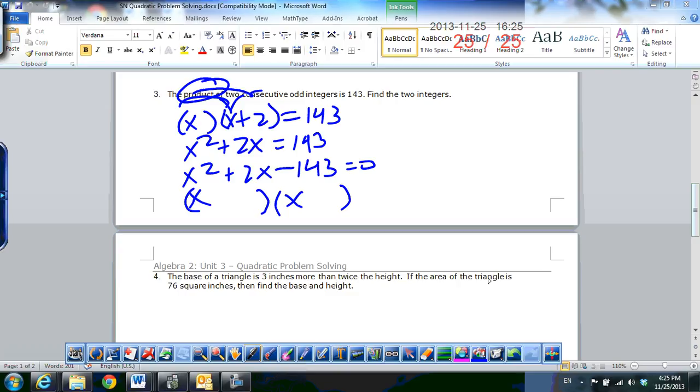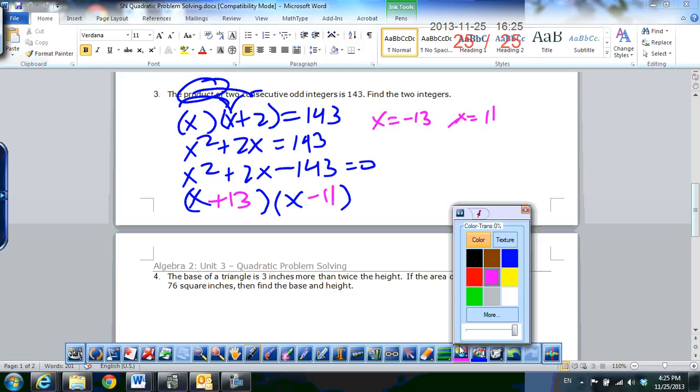Now you can do this with a calculator. You can do quadratic formula. You can set this in your y1 and find the zeros. Any of that stuff's still going to get the same answer. You get 13 and negative 11. Now you set each part equal to 0, so you get x equals negative 13 and x equals 11.